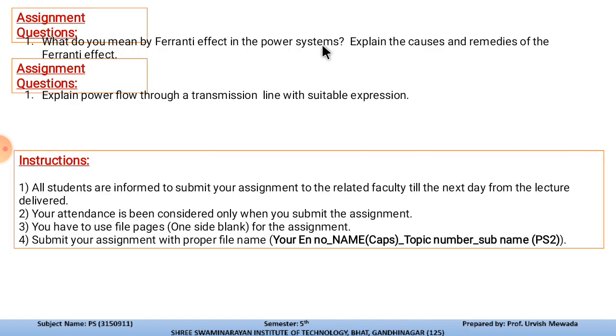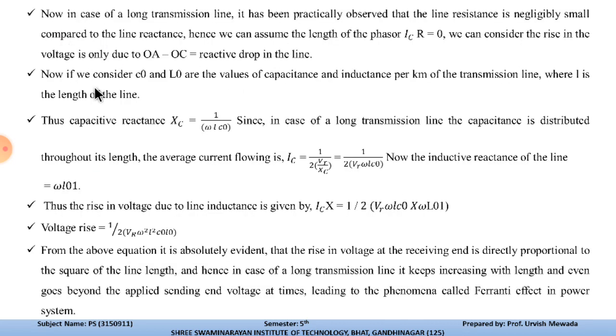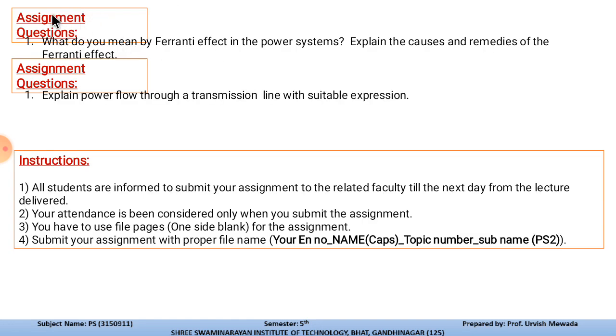After this presentation, we have the assignment question. This is not the assignment question, this is the worksheet question. I made a typing mistake over here. What do you mean by the Ferranti effect in the power system? Explain the causes and remedies of the Ferranti effect. This is your worksheet question, and the assignment question is the power flow through the transmission line with a suitable diagram. The related instructions for the assignment and the worksheet are written below the questions.